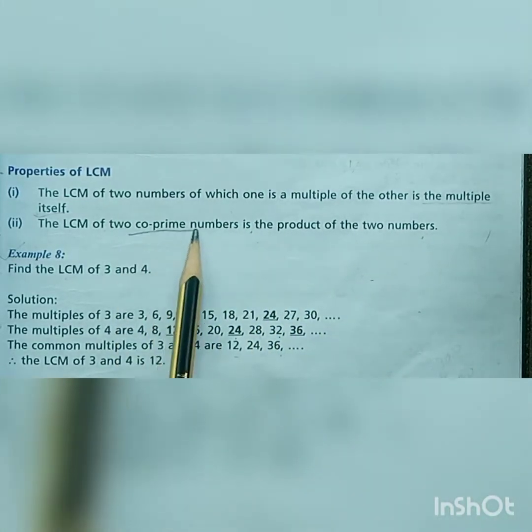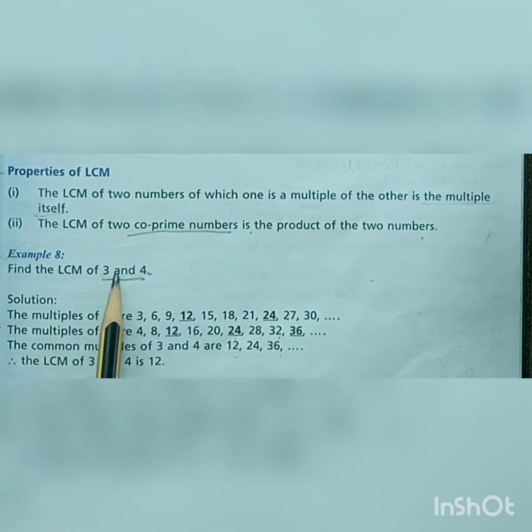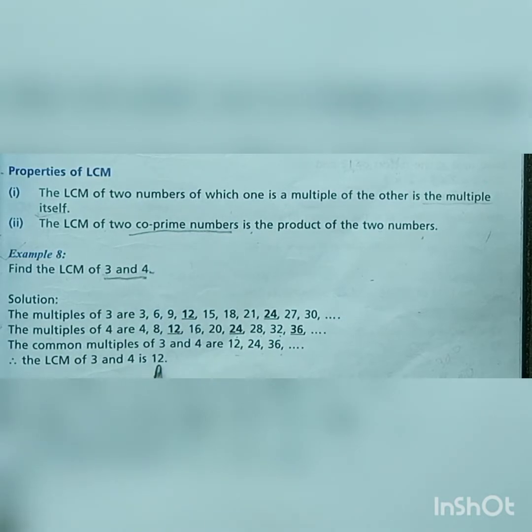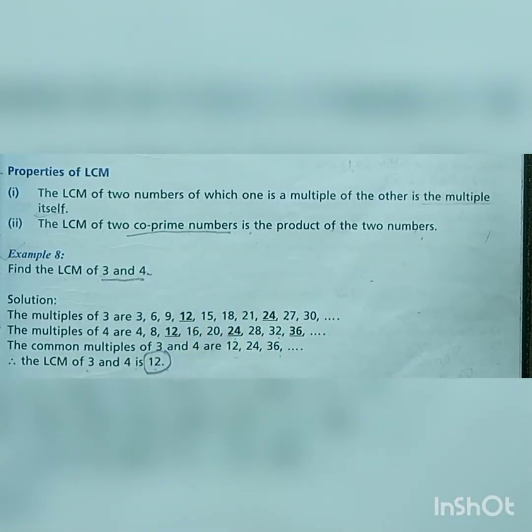The second property of LCM: the LCM of two co-prime numbers is the product of the two numbers. The co-prime numbers are 3 and 4. 3 and 4 are co-prime numbers because their HCF is 1. Find the LCM of 3 and 4. The answer is 12. Students, you can see that the answer is 12. 3 4s are 12, so it is the product of the two numbers. This statement is true for this property.